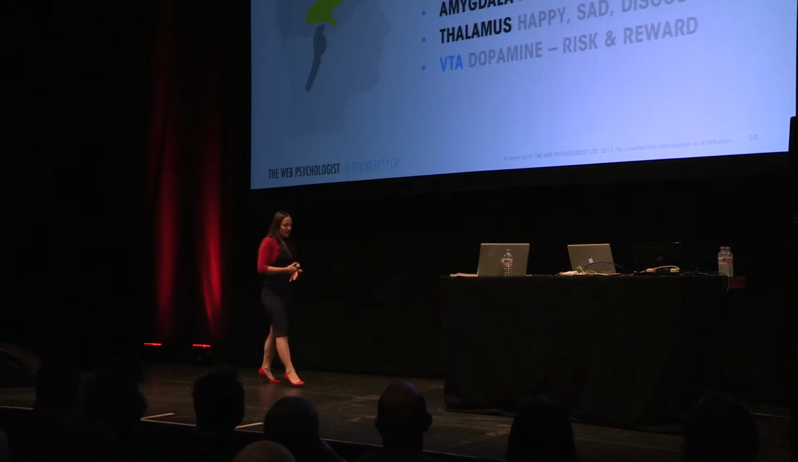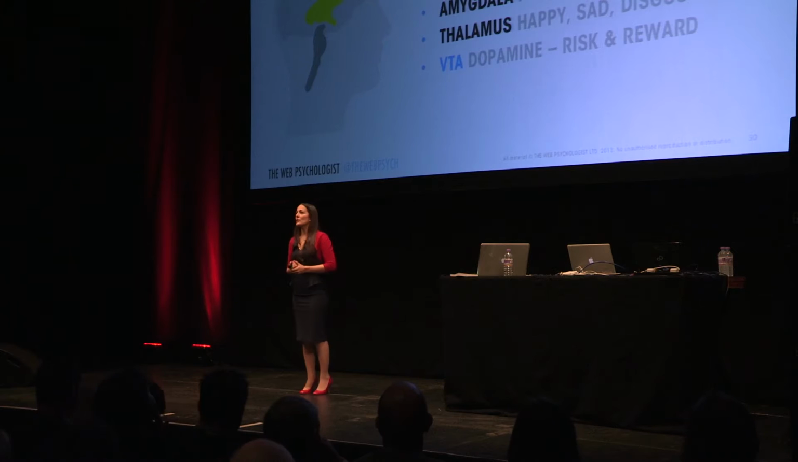It's also where you find the ventral tegmental area, which is one of the areas of the brain that's packed with dopamine neurons, which is involved in risk and reward and pleasure seeking.